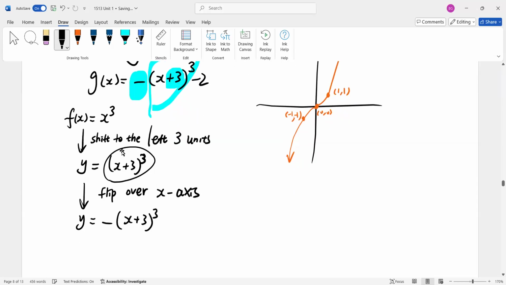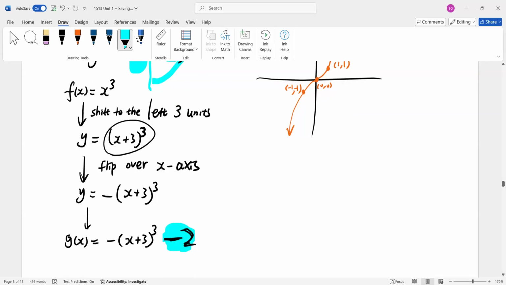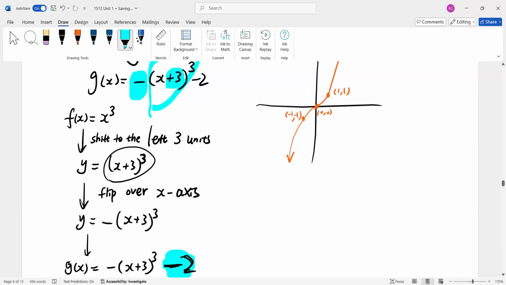And last step. So now we have this function. The last step gives us the dollar function: subtract 2. We subtract 2 from the whole function. So the change happened to y, the change happened to the output. So that is a vertical change, a vertical shift downwards 2 units.